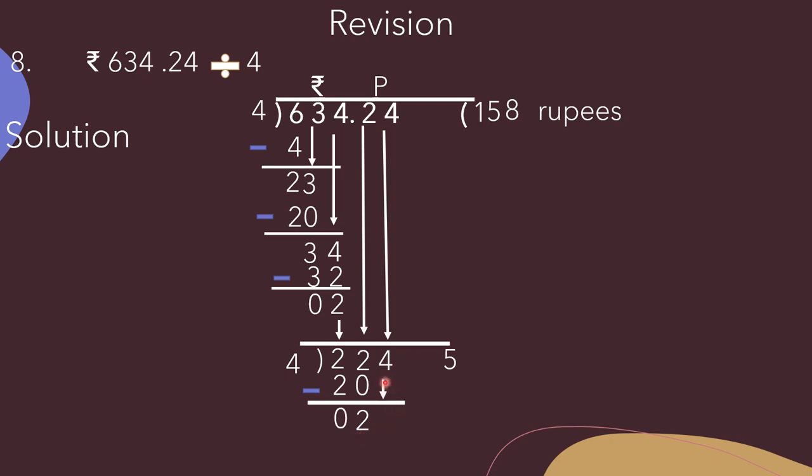Okay, now we will bring down this 4. Now 24 divided by 4, and here we will get 6 as quotient. Here we will write 24. Now 24 minus 24 is equal to 0. And 56 paise is there. Now we have to write its answer. Rupees 158.56. Understood, beta?